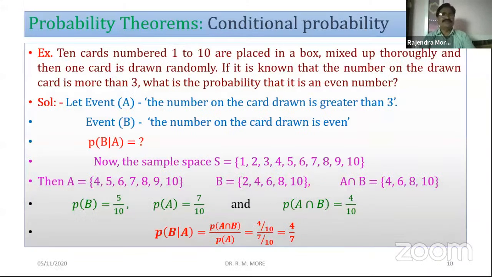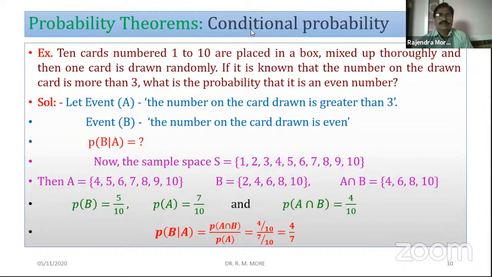10 cards numbered 1 to 10. Okay, there are cards on which the numbers are written 1, 2, 3 and so on up to 10. And they are placed in a box, mixed thoroughly. And then a card is drawn randomly from this box. And if it is known that the number on the drawn card is more than 3, then what is the probability that it is an even number?